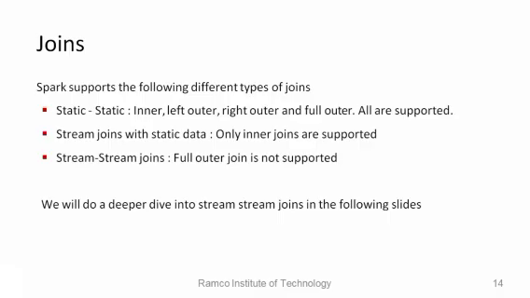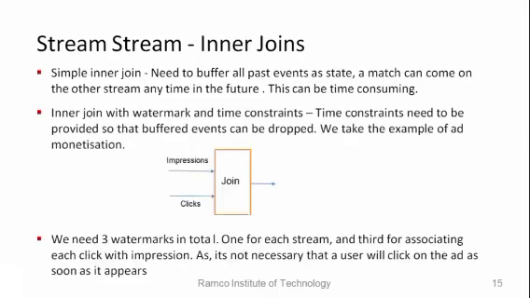Spark supports different types of joins. Static to static joins: in static to static joins, we have inner join, left outer join, right outer join, and full outer join. All these types of joins are supported in static to static. In stream joins with static data, only inner joins are supported. And in stream to stream joins, full outer join is not supported. We will do a deeper dive into stream to stream joins in the following slides.